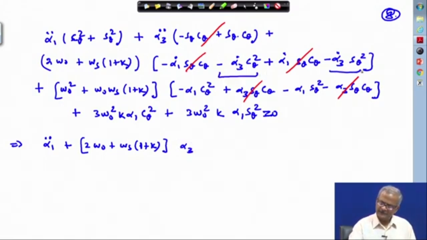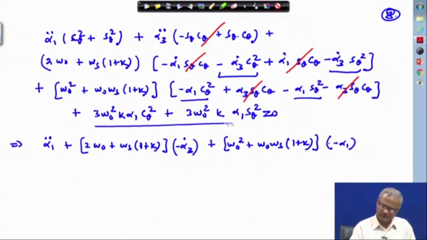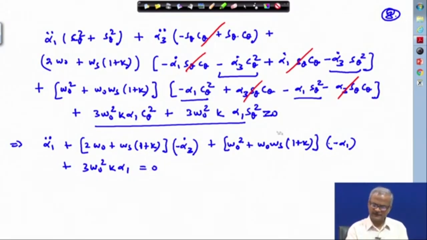Here this term and this term will add up, this gives us alpha 3 dot, this is with minus sign. Okay, similarly here this term and this term add to give minus alpha 1, okay. And these two terms add together, alpha 1, this is equal to 0. So, you can see that in this equation we have got rid of all the sin theta and cosine theta terms. So, therefore, here let us first rewrite this equation.